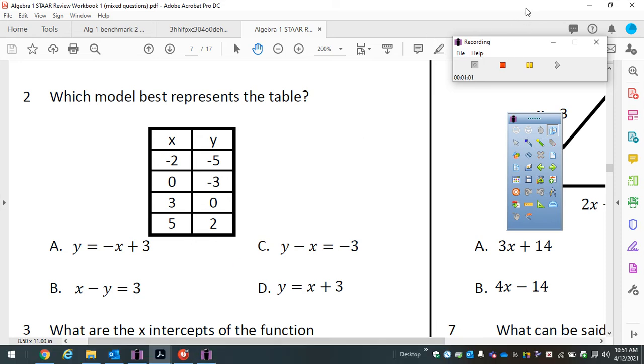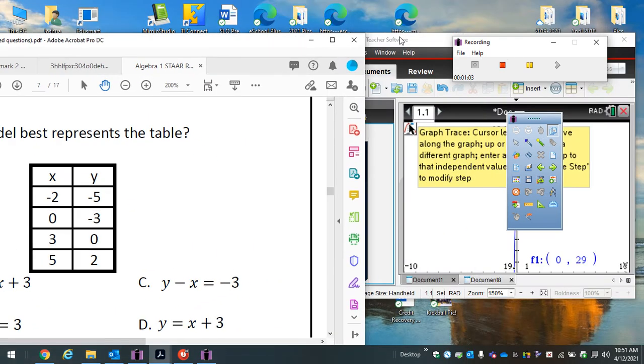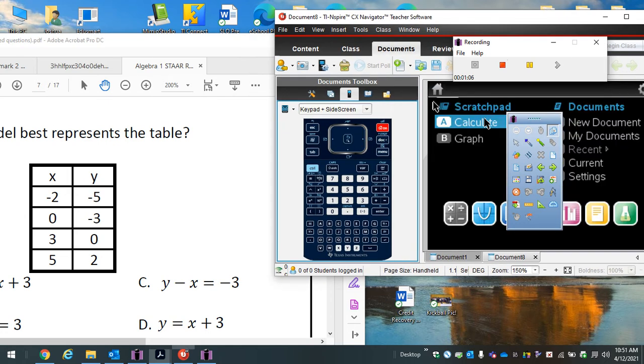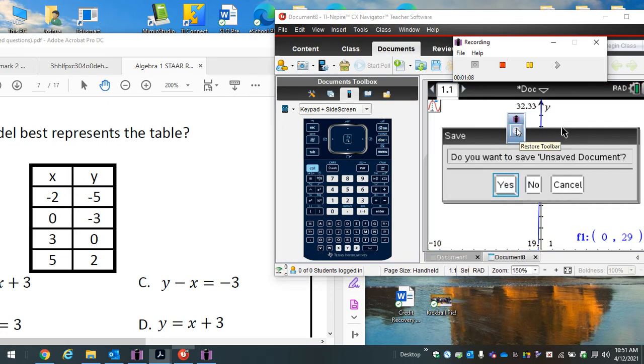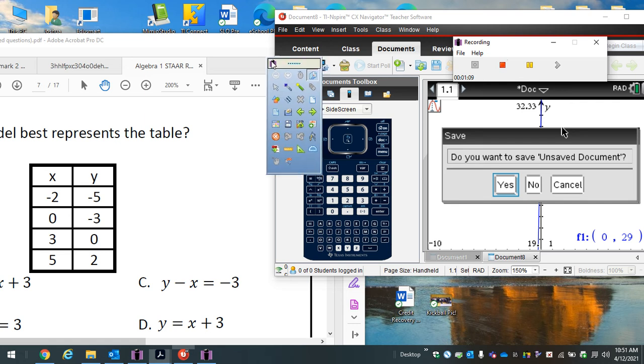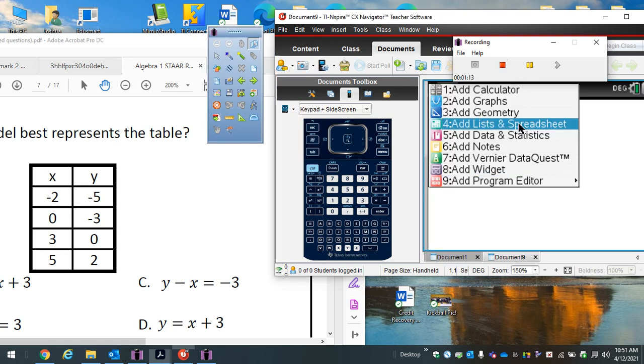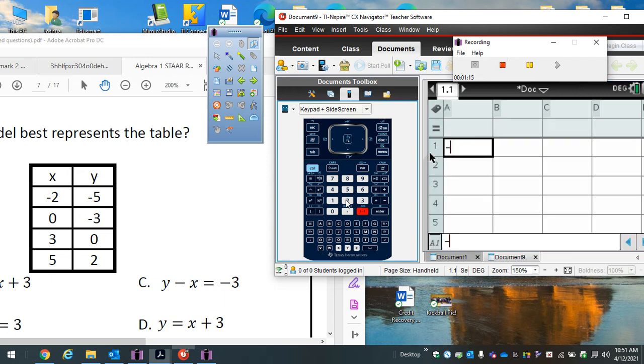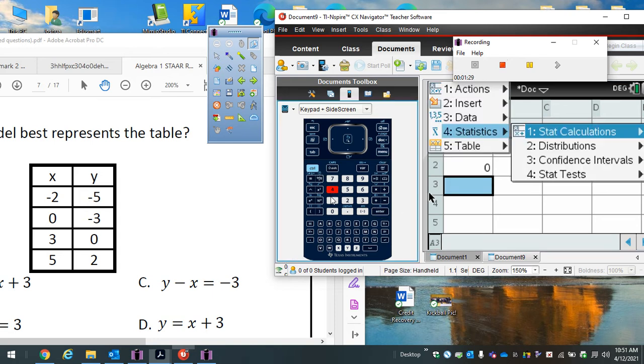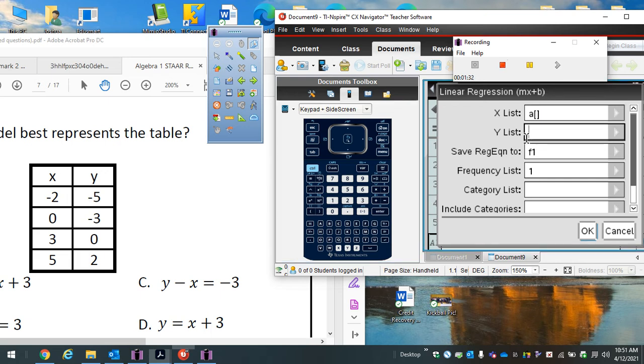Move it over. -2, -5, 0, -3. And go to menu 4, 1, 3. And the reason I went to menu 4, 1, 3 is because it's linear, guys.